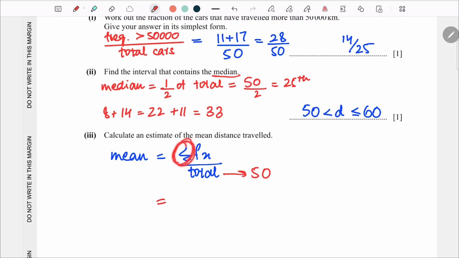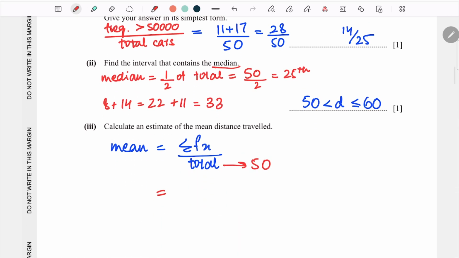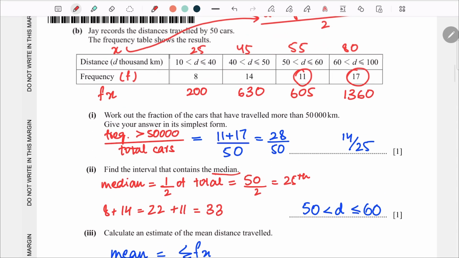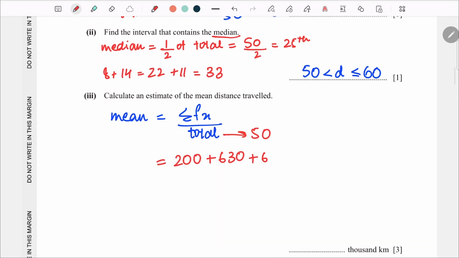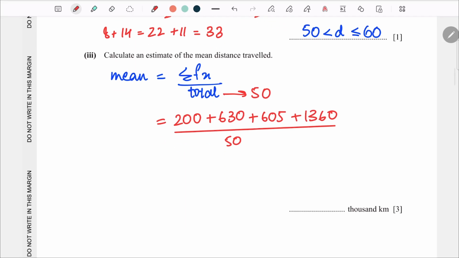This stands for sum. So 200 plus 630 plus 605 plus 1360, and the total was 50. When I put this entire thing in the calculator, I'm getting 55.9, and this is going to be my final answer.